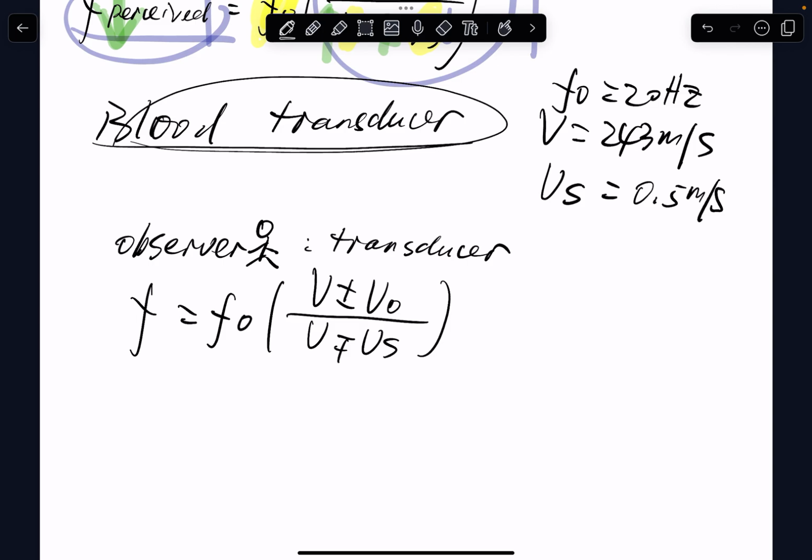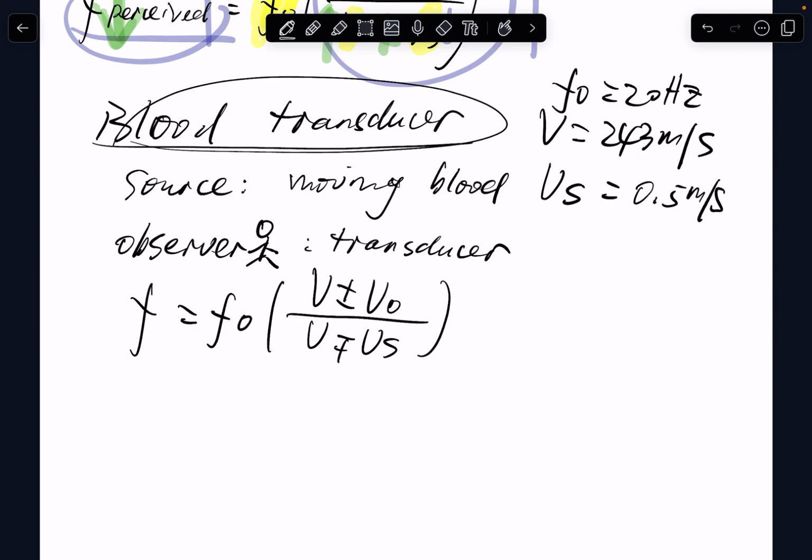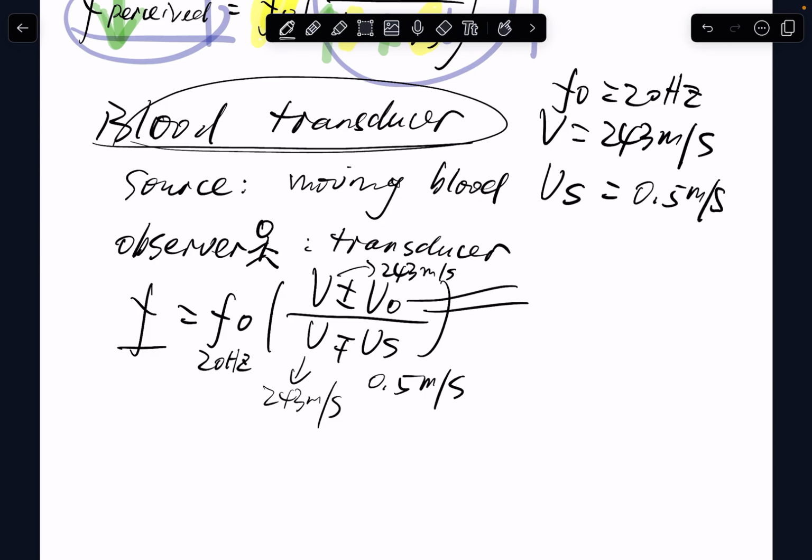Okay, and then what about the source? The source is really the moving blood, right? Source is the moving blood. Okay, so that we know. Okay, very good. Now we know this VS is 0.5 meter per second. And then this VO, I'm not sure yet, all right? And then this V is 243 meter per second. This V is also 243 meter per second. And then this F0, we know is 20 hertz, right? Okay, we plugged in everything, and then we want to calculate the perceived F, the frequency, but we don't know VO, right?